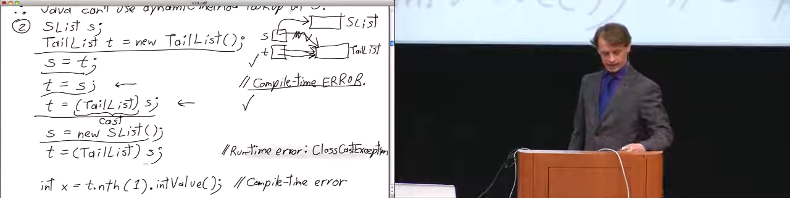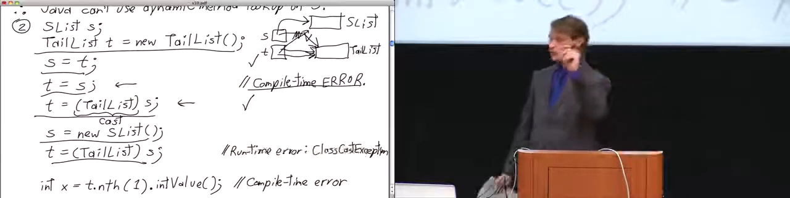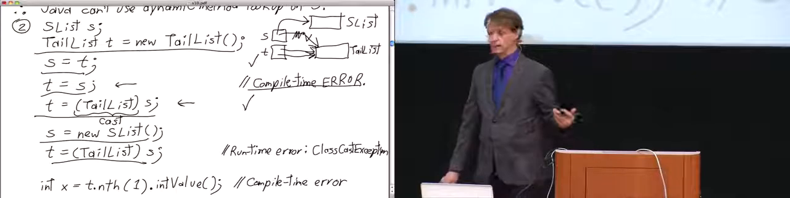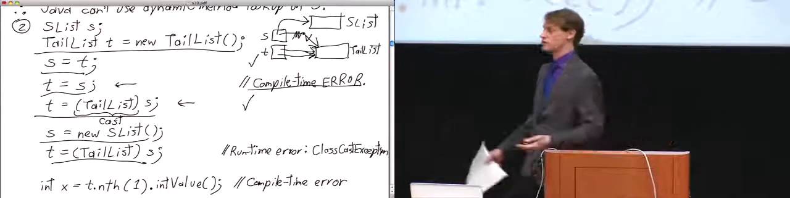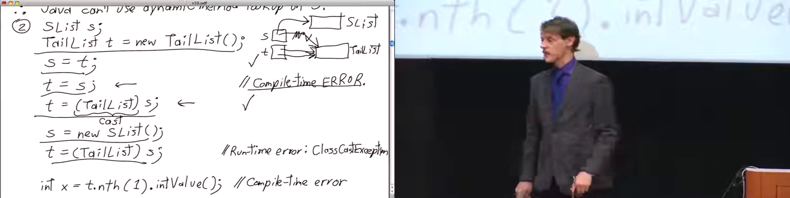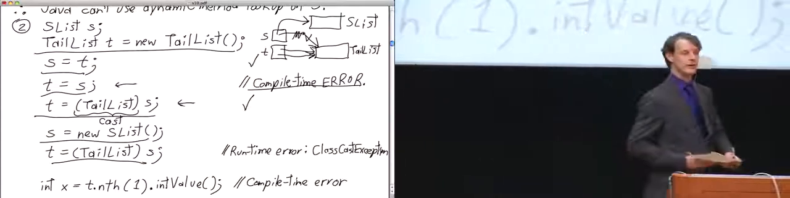And then the last line attempts to make T point to S-list, but Java will never, ever allow something of static type tail list to point to a general S-list object. So there's no way you can ever copy that reference into that box, no matter how hard you try. You're welcome. Other questions?